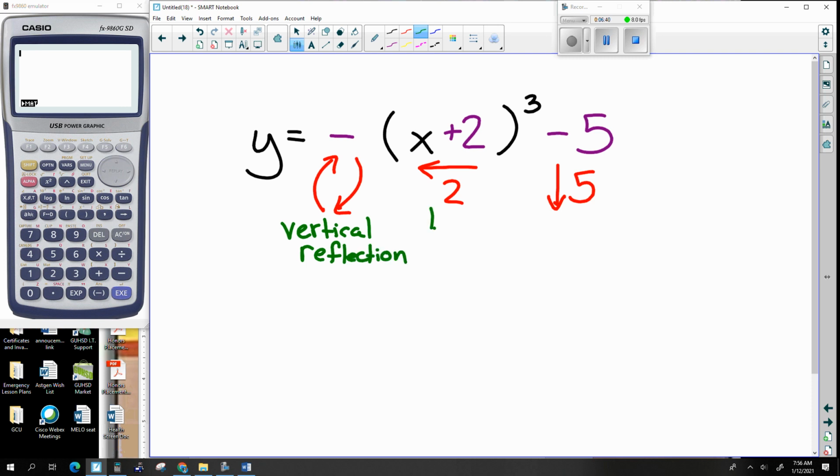This is left 2. This would be down 5. Okay, not that scientific. The tough one is the vertical reflection. There's also a thing called a vertical stretch, but we don't see that very often. You might see it from time to time, and I'll explain it when I see it.